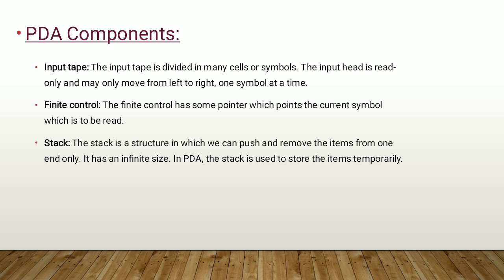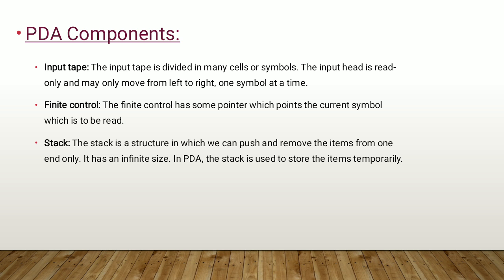Now PDA has different components that we have seen in the diagram. So what is the input tape? The input tape is divided into many cells or symbols, and it has one head which is called the input head, which is read only and may only move from left to right, one symbol at a time.